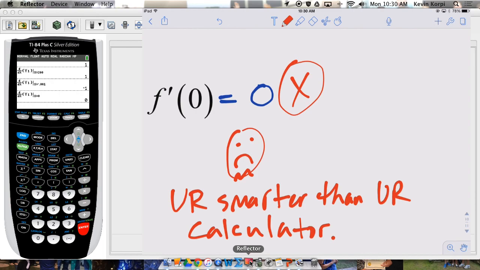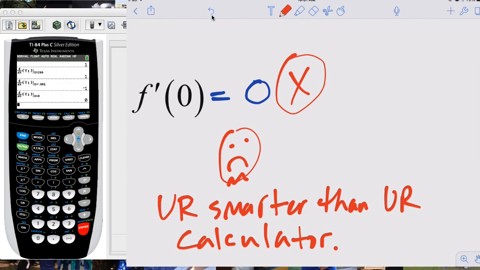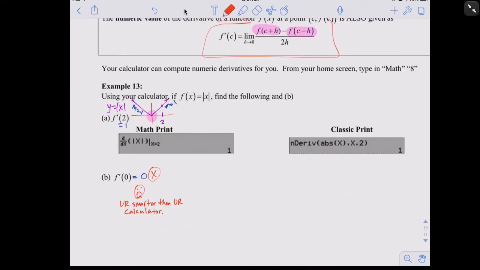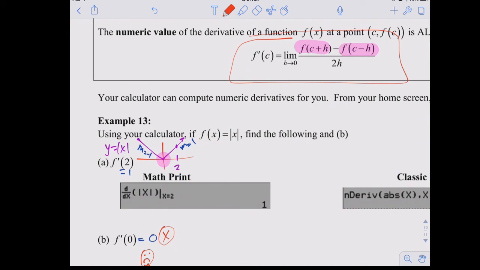Why do you think the calculator gave us 0? What do we know the answer to be? DNE. Does 0 exist? Yeah, very much so. So why does the calculator think that the answer is 0 when it's really DNE? Come on, you could talk bad about your calculator. It's an inanimate object. It doesn't have feelings. You want to call it stupid? It's stupid. Okay, yeah. It's programmed that way, actually, right?